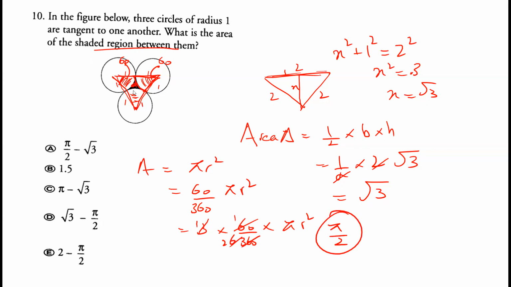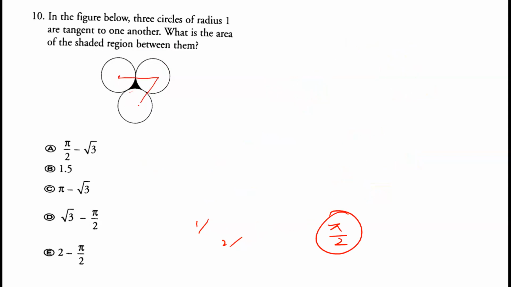So the area of this segment, this segment, and this segment together would be pi by 2.